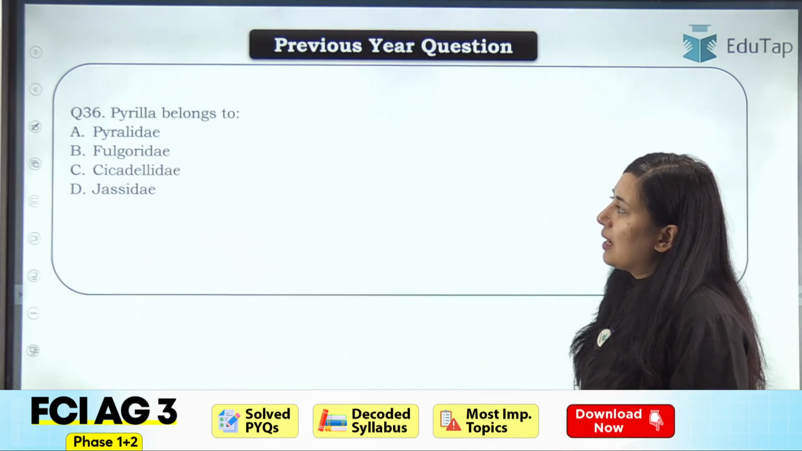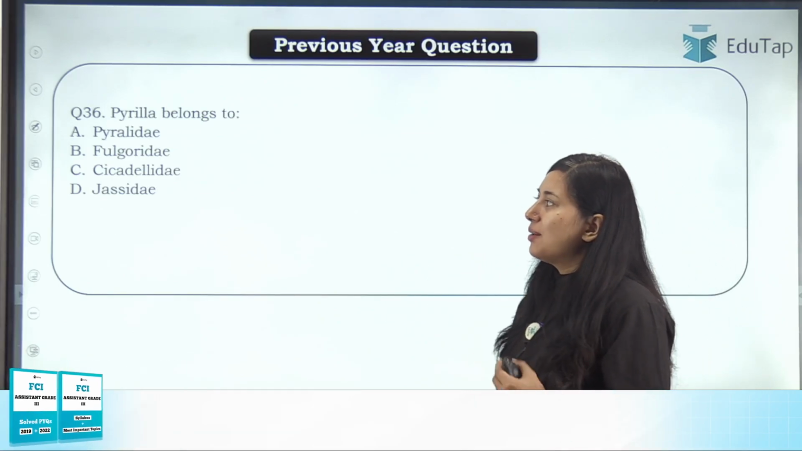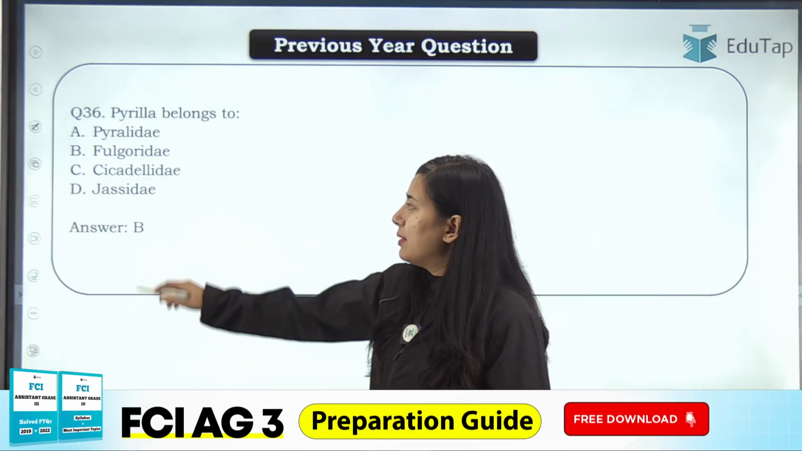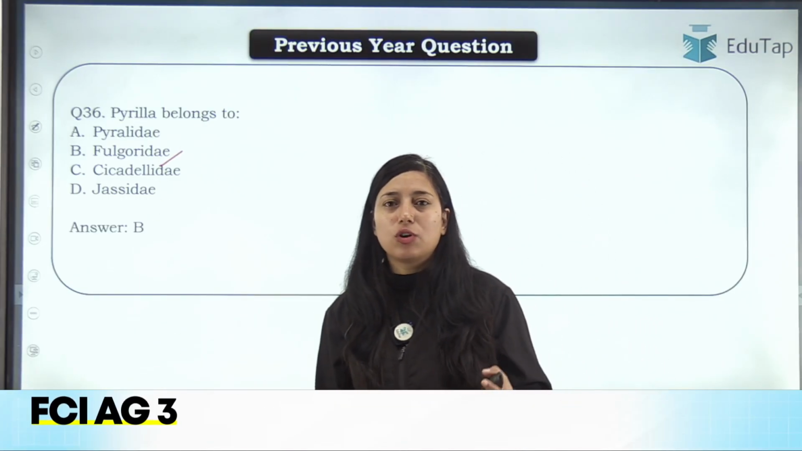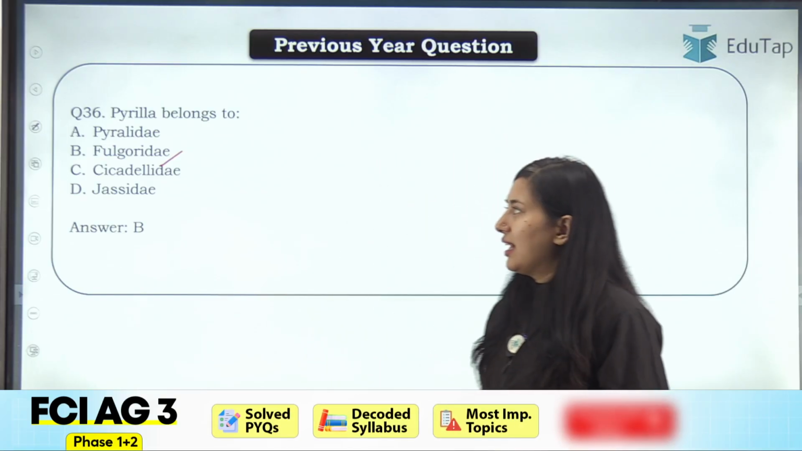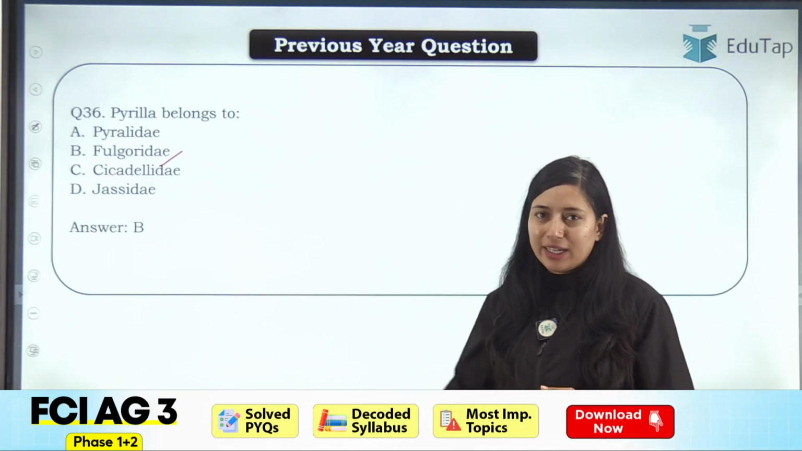Now next, Pyrilla belongs to? Okay, so Pyrilla belongs to which family here? It belongs to the Fulgoridae family. Okay? Pyrilla is an insect which belongs to the Fulgoridae family. You have to remember this. It's a question from your entomology.